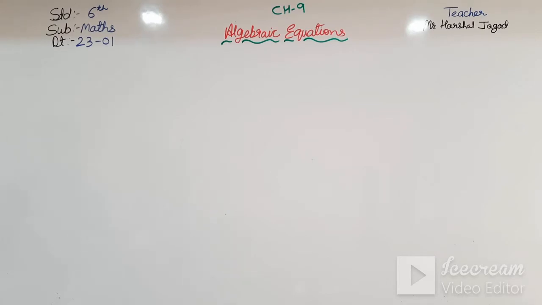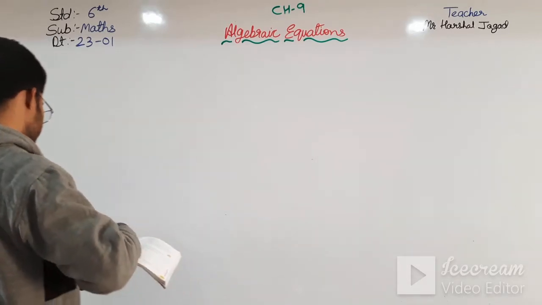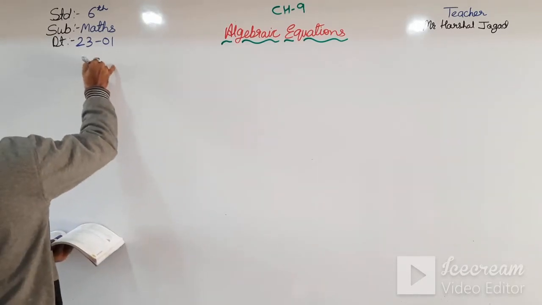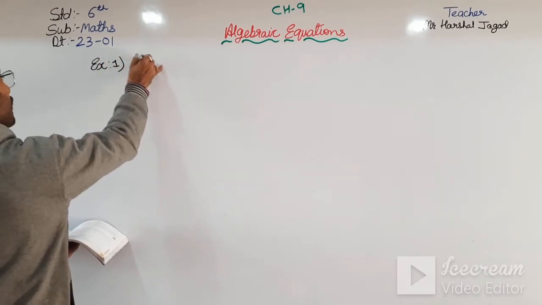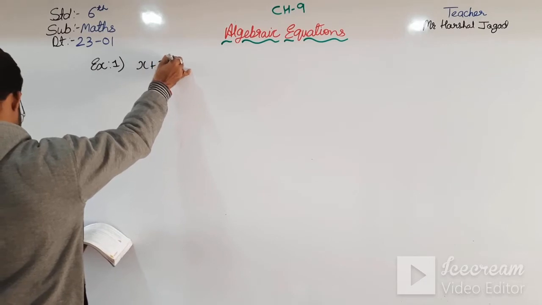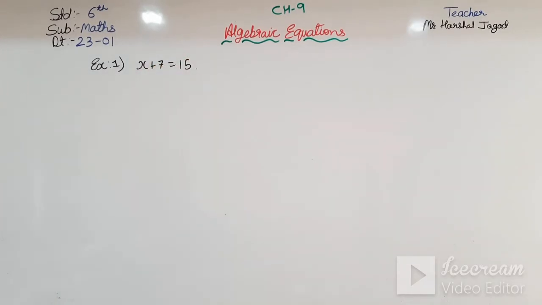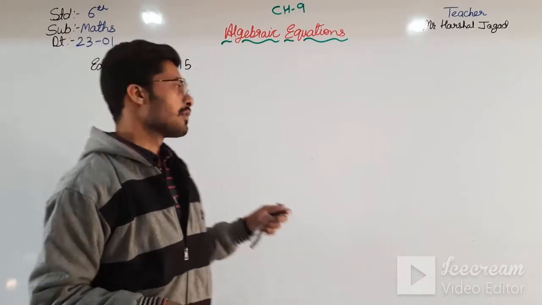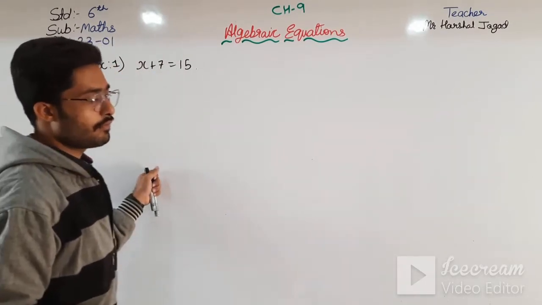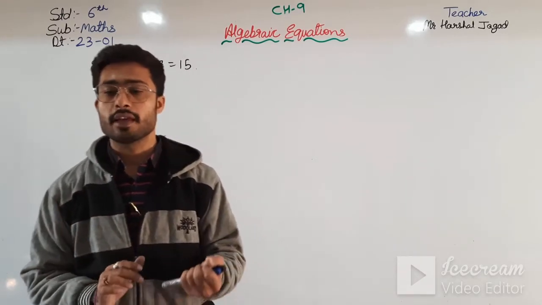Here is example number 1. Solve this equation: x plus 7 is equal to 15. So, let us solve this equation. As I did before, you first try by your own, and then I will solve this and give you some time.